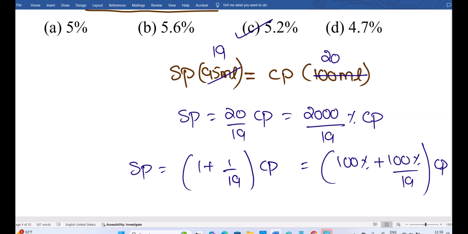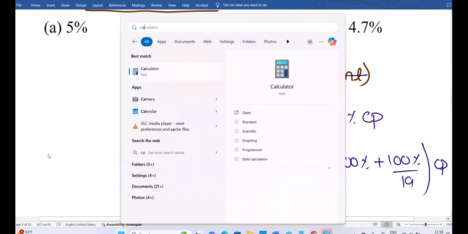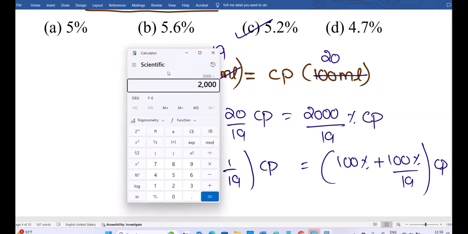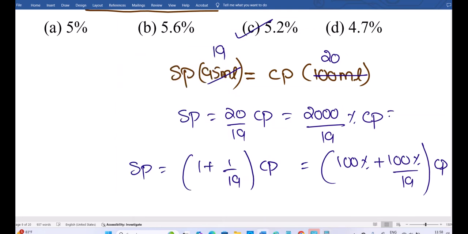Selling price is 2000 divided by 19% of cost price. If you want to check, I'm just using the calculator to make it easy. 2000 divided by 19, you see 105.26 percent approximately. 105.26 means 5.26 is the profit. That's 5.2 something, so we have to go for option C. Among the given options, that's the suitable one.